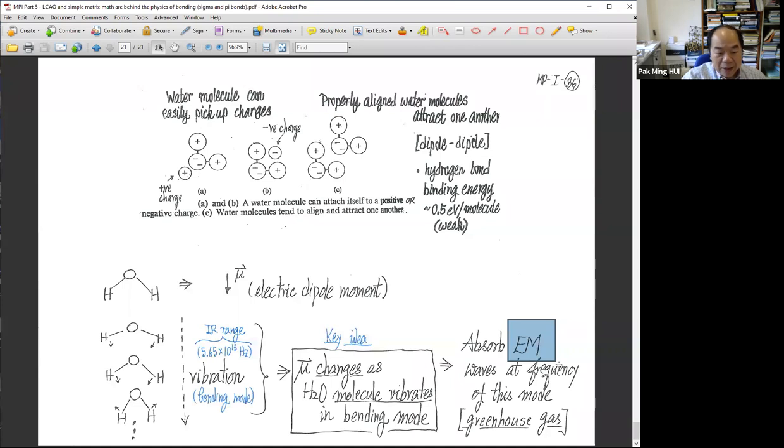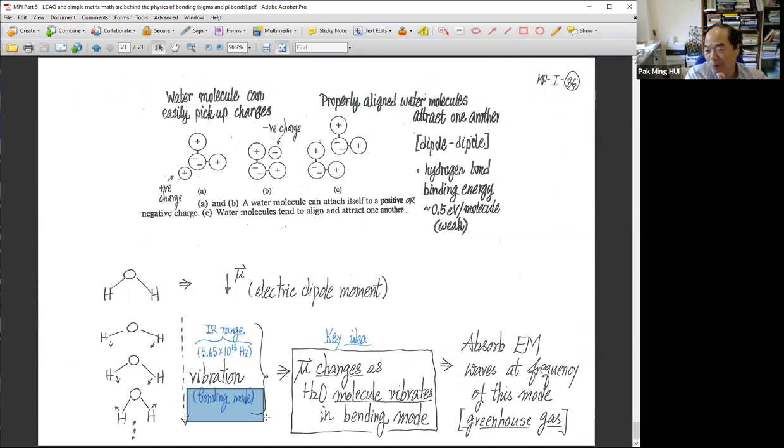And then the normal mode frequency is 10 to the 13 hertz for this mode. That can be calculated from classical mechanics. It is in the infrared range. And it is this fact and this particular mode that makes water vapor a greenhouse gas.